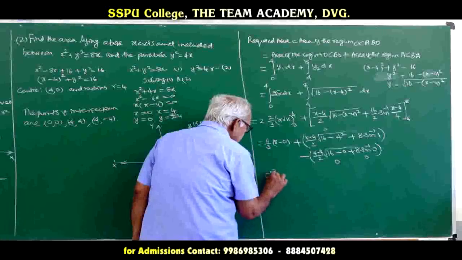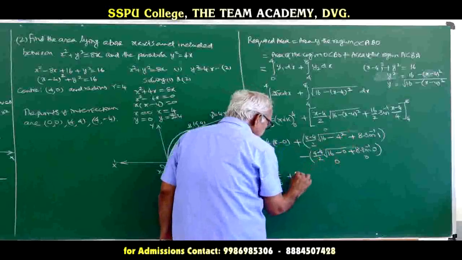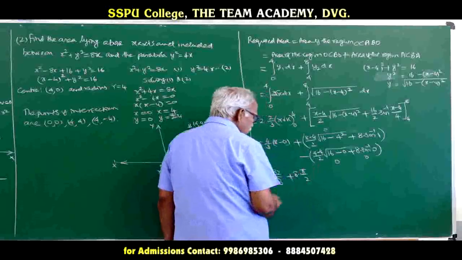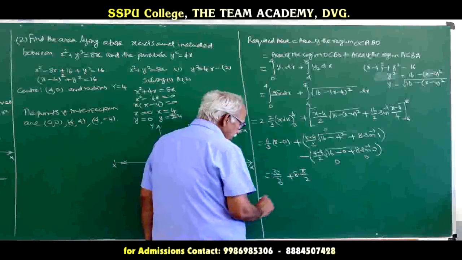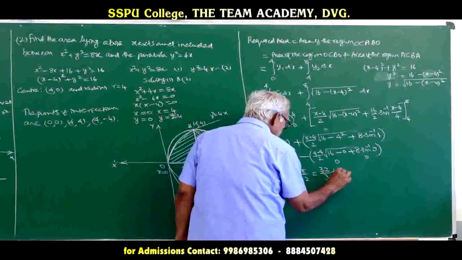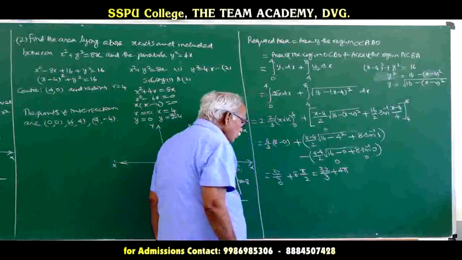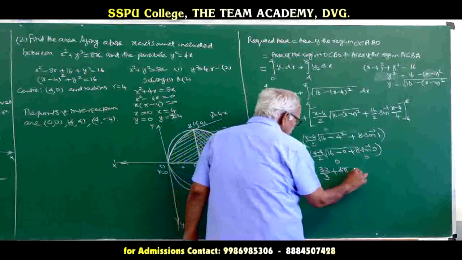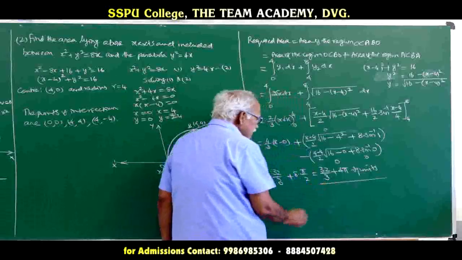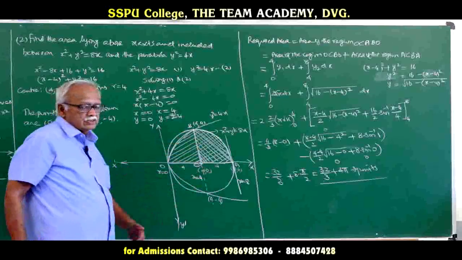Now, this is 32 by 3 plus only this term is there, 8 into sin inverse of 1. Sin inverse of 1 is pi by 2, so that is 32 by 3 plus 4 pi square units. So, this is the area between the parabola and circle.